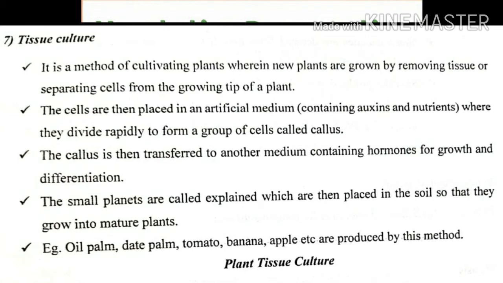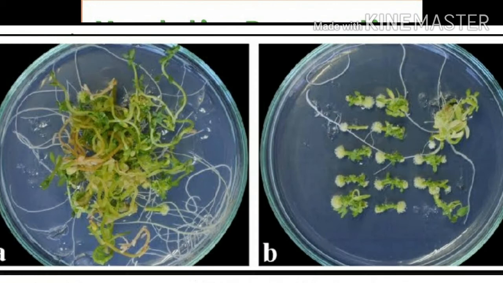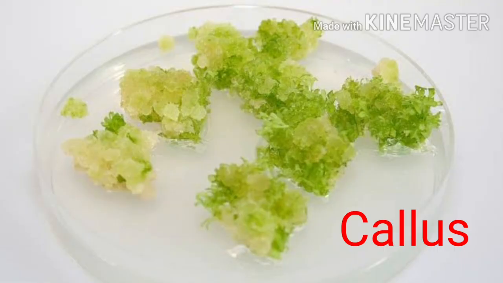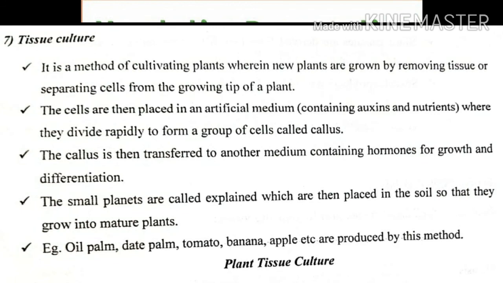You have already studied that the growing tip of the plants consists of tissues which are known as meristematic tissues. So if these tissues are isolated and kept in a suitable medium, they can start producing a mass of cells, and thus a plant can be grown. Okay, so the cells are then separated in an artificial medium containing the hormones called auxins and other nutrients, where they will divide rapidly to form a group of cells known as callus. So initially these meristematic cells will be growing into a group of cells which are known as callus.